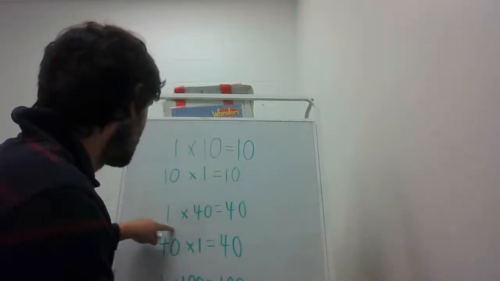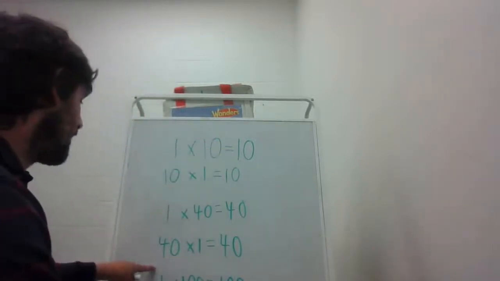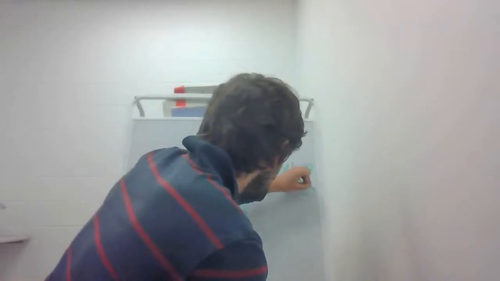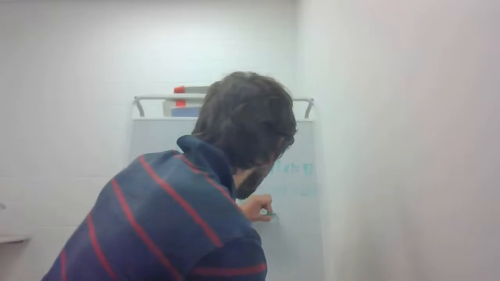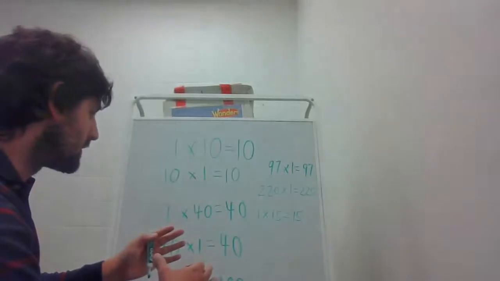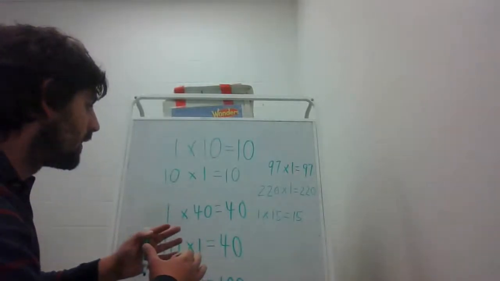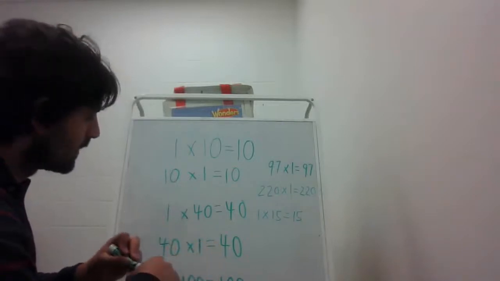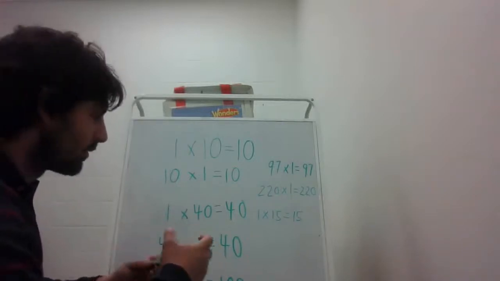Answer is 10. 1 times 40 equals 40. 40 times 1 equals 40. 1 times 100 equals 100. 97 times 1 equals 97. 220 times 1 equals 220. 1 times 15 equals 15. Whatever the problem is, if you multiply by 1, then the number is always going to be the same. The number will always stay the same if you're multiplying by 1.